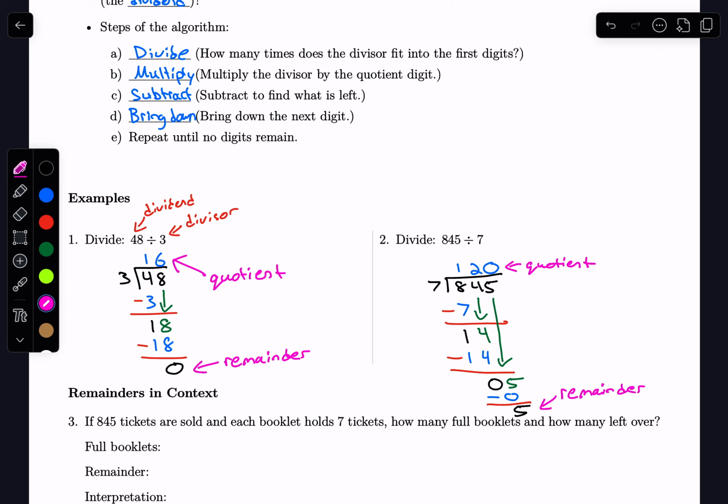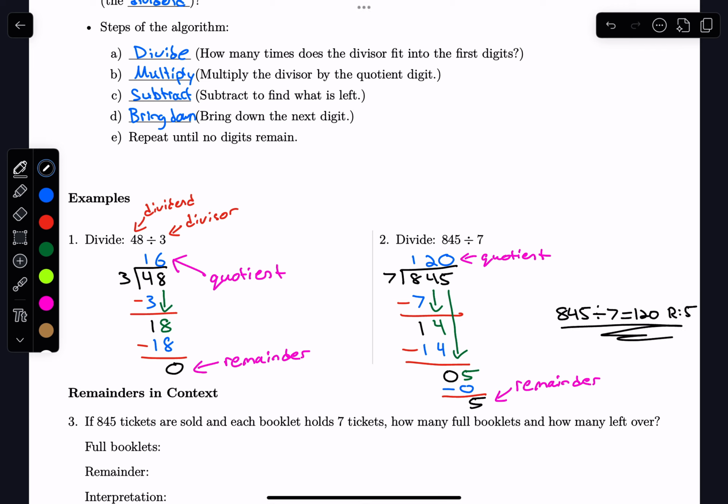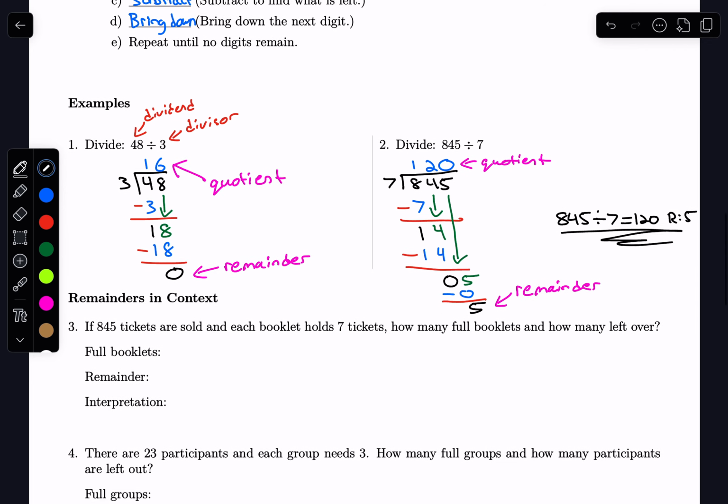All right, so we can then summarize this and write out what we actually got. We can say that 845 divided by 7 is equal to 120, and we use an R with a colon and then the remainder. So 120 remainder 5. Again, in the future, we will turn that remainder of 5 into a decimal, but for now, we actually want to know the remainder. And I'll show you why on number 3 right now.